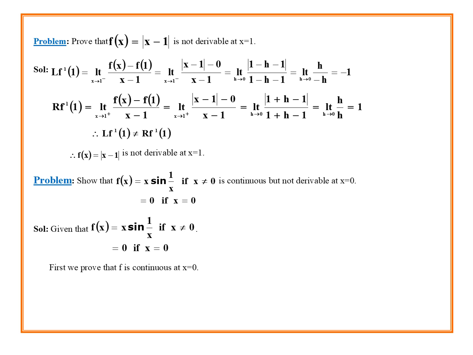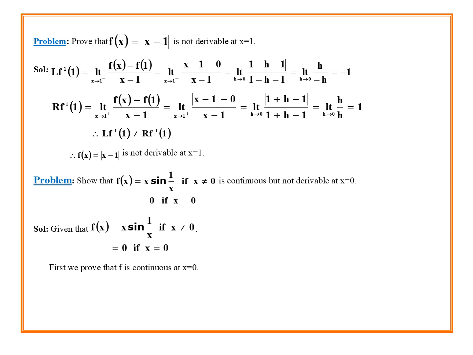For that, we are finding the left hand derivative at 1, which is equal to limit x tends to 1 minus of f of x minus f of 1 by x minus 1. That is equal to limit x tends to 1 minus, where the given function f of x is mod x minus 1 and f of 1 is 0, by x minus 1. Limit h tends to 0 of modulus of 1 minus h minus 1 by 1 minus h minus 1, that is equal to limit h tends to 0 of h by minus h, which is equal to minus 1.